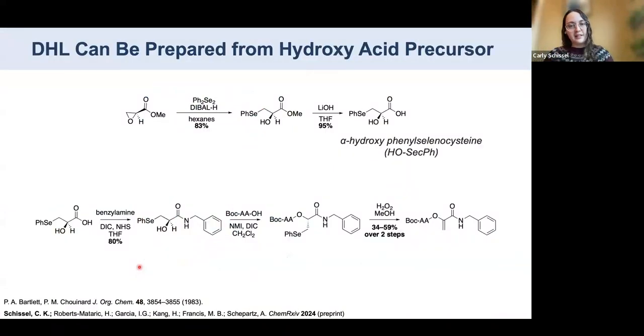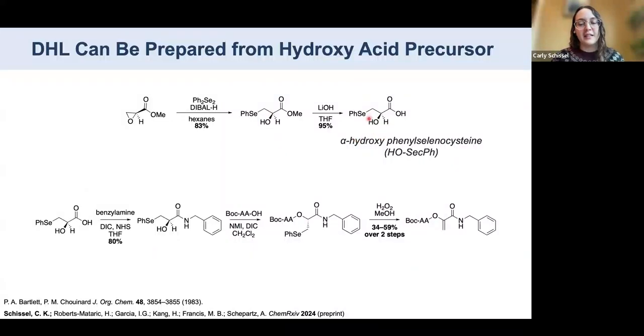And so this is a synthetic slide for how I make this monomer, but I start with this glycidate, and I use diphenyl diselenide to do an epoxide ring opening step. And then I cleave off this methyl ester to give this alpha-hydroxy acid, which I call alpha-hydroxy phenylselenocysteine. And using phenylselenocysteine is a really common approach for making dehydroalanine.